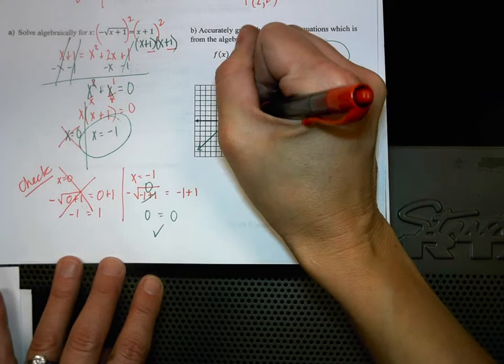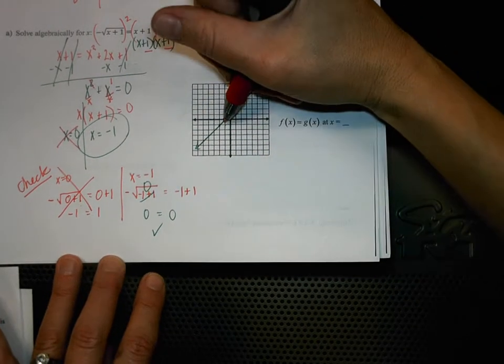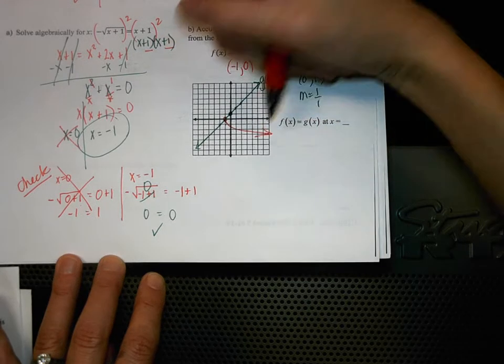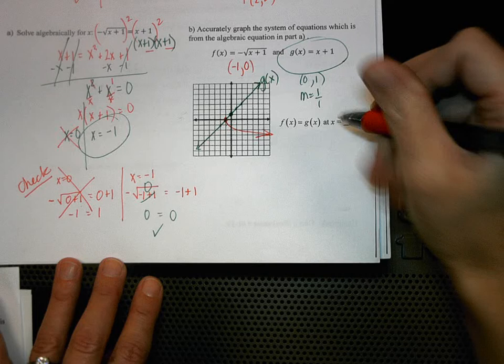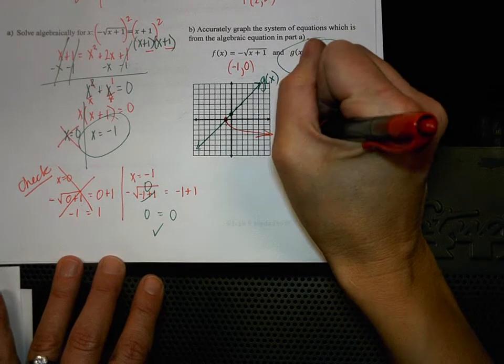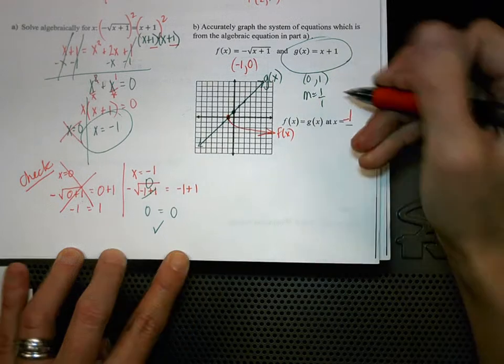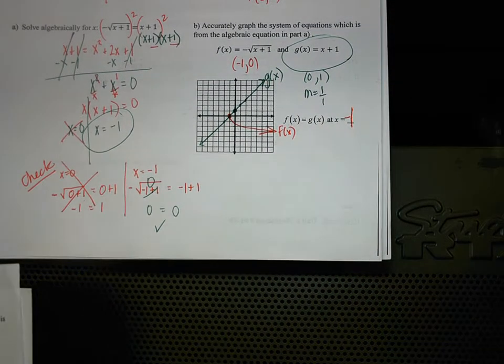Okay, -1, 0. Oh, look at that. I found the point. Do you guys see that? And then since we don't have anything else right now, we just know it's going down and to the right because of our negative reflection. And what is the x value where they both intersect? -1. Okay, do we have questions on this?